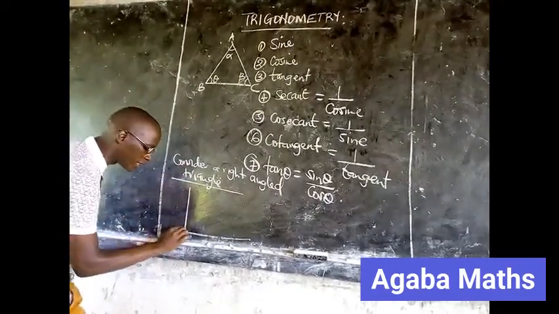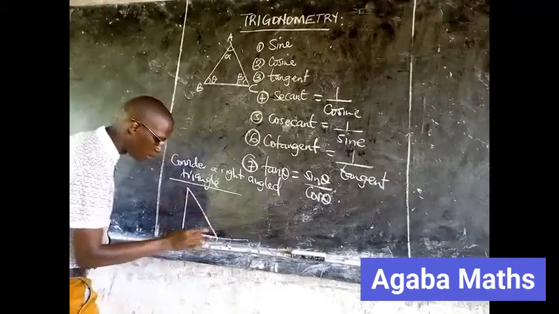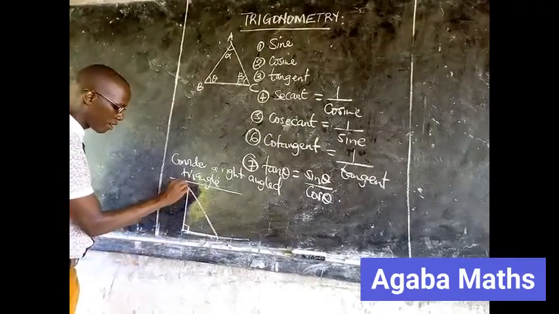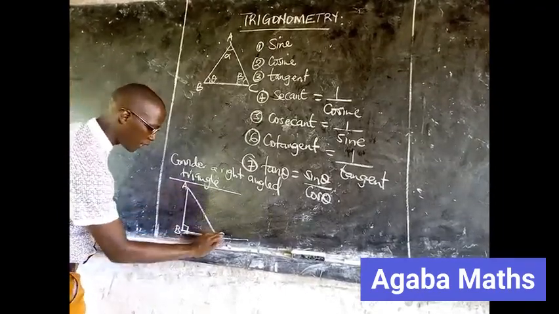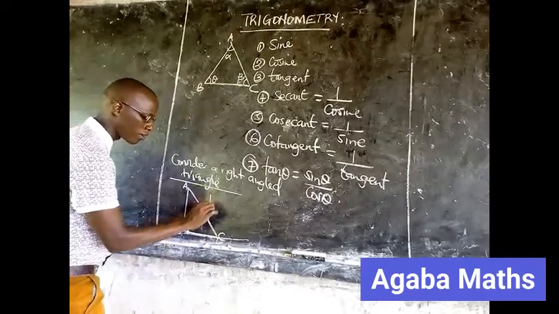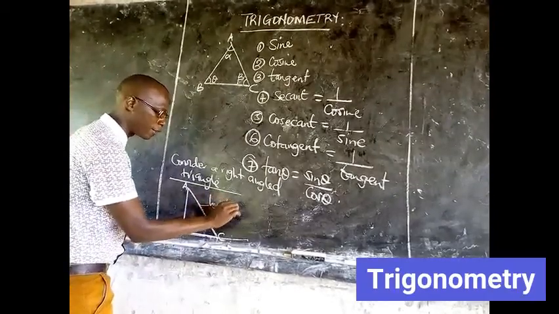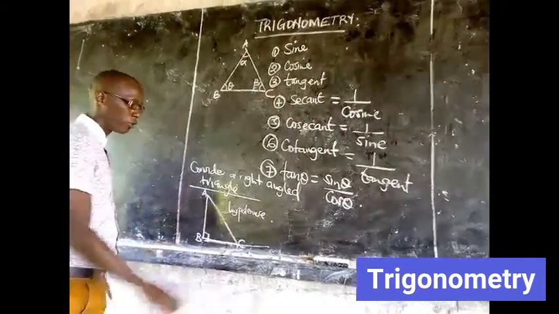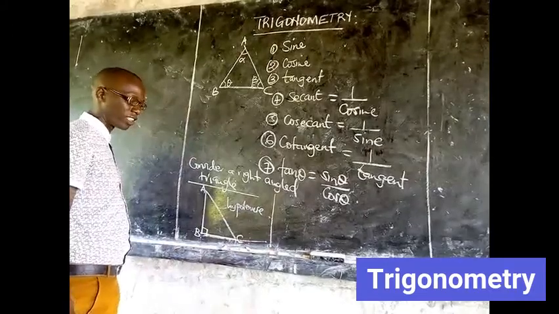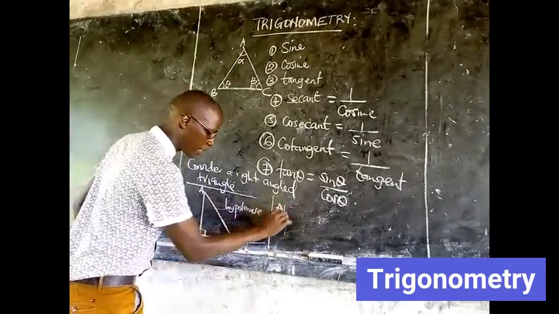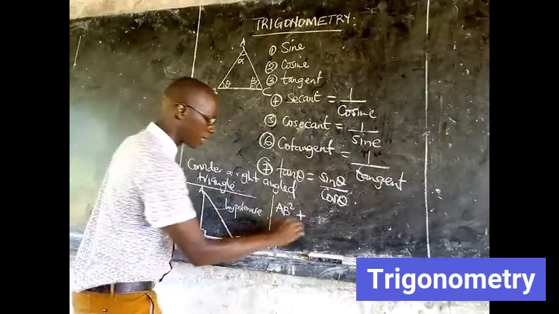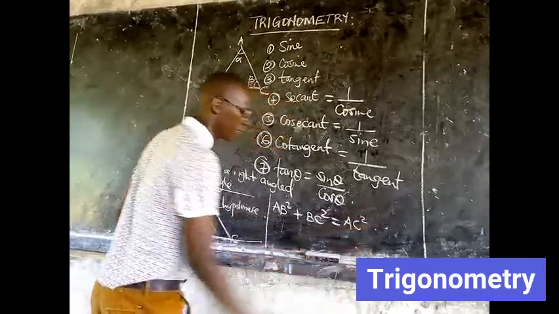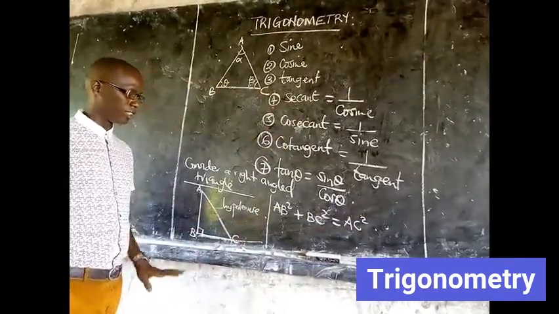Whenever we have a right-angled triangle, remember, a right-angled triangle has one of its interior angles as 90 degrees. So if I have this point as A, this point as B, and this point as C, this one is what we call the hypotenuse. And whenever we have a right-angled triangle, we can bring in what we call Pythagoras theorem, which says that AB squared plus BC squared will give us AC squared.